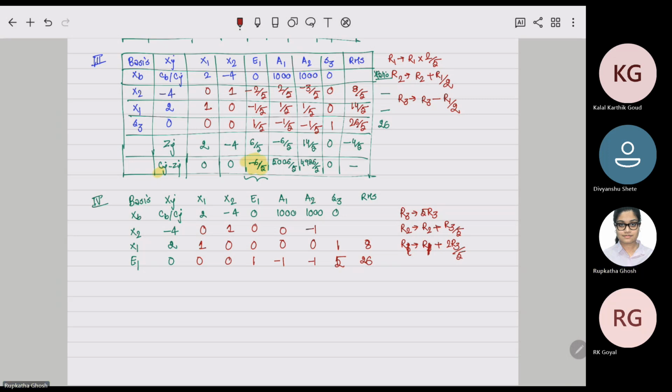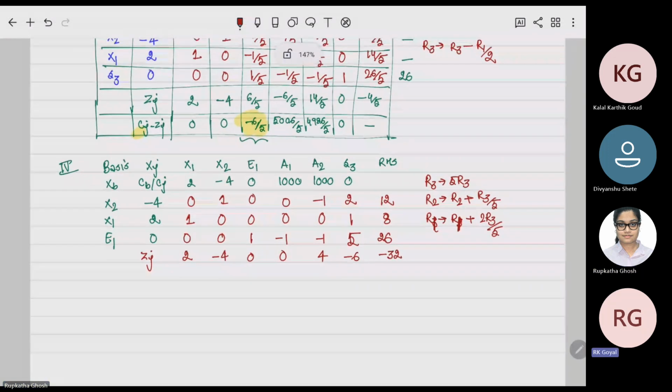0, okay. 0 plus 2 by 5. So 2, 8 by 5 plus 2 by 5 into 26. So that is 52 plus 8, 60 by 5, that is 12. Now your Zj, if I compute, that is how much? 2 minus 4, 0, 0, minus 4, and here it is minus 6. Here it is minus 32, I guess, minus 48 plus.